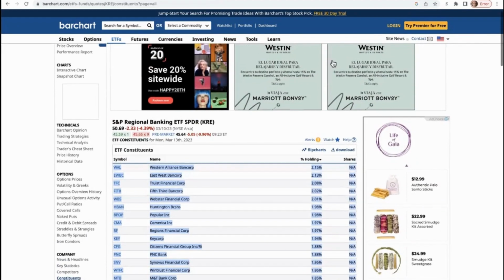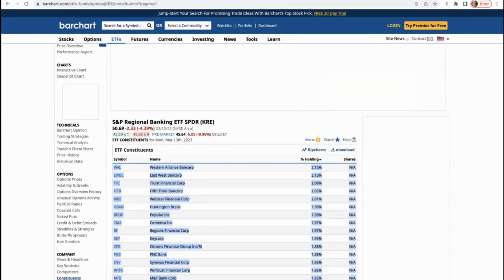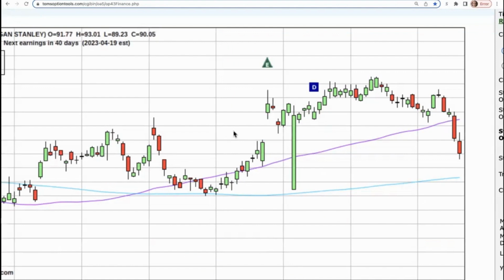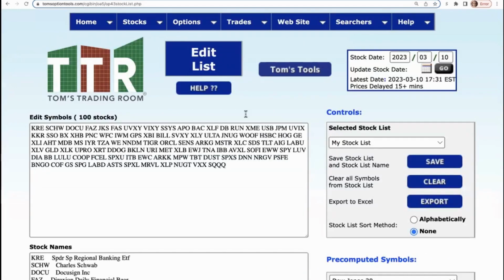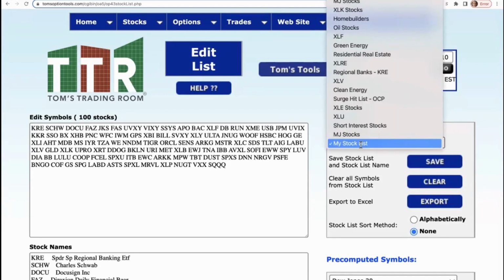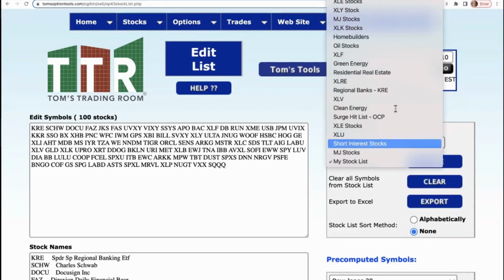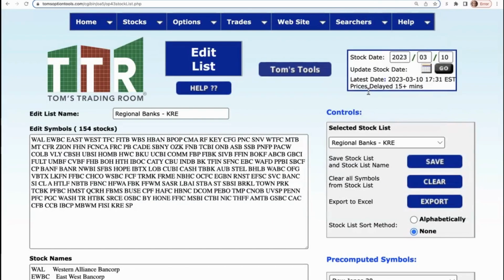So I've copied that. And then what I'll do is go into the website, lists, and edit list. I'm going to create a list of all of the regional banking stocks, to be very precise. You've got 20 lists here you can play with. I've already set this up. Grab one of your blank lists or lists you don't want anymore. Give it a name, regional banks. And I put KRE in there because that's the ETF. The ETF symbol is also in there.